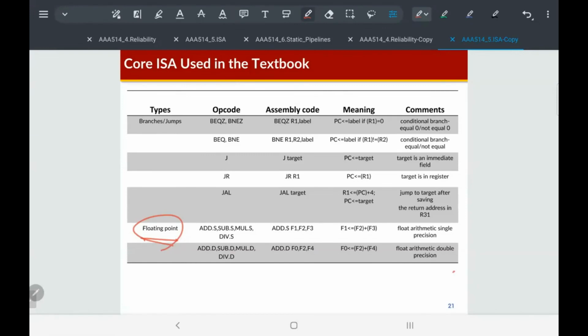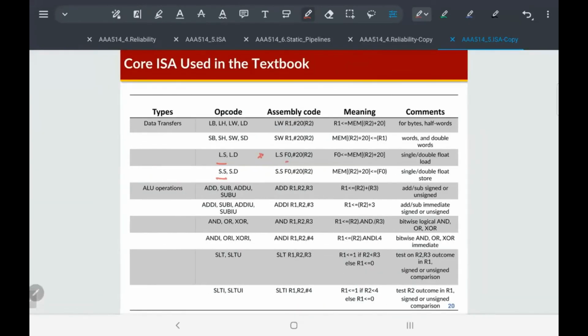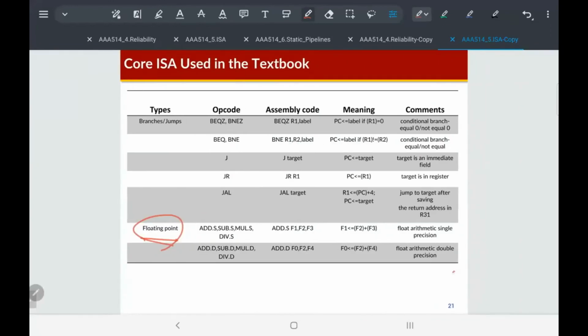So for the next classes, I think I need to stop here. In the next classes, I will discuss the pipeline architecture, super pipelining, and some issues in the pipeline architecture, and then I will explain the out-of-order processor architecture, which is very important for this course. I will explain these architectures based on this instruction set. Okay.